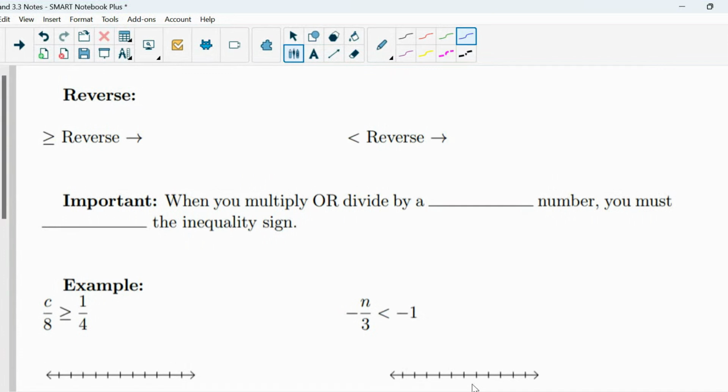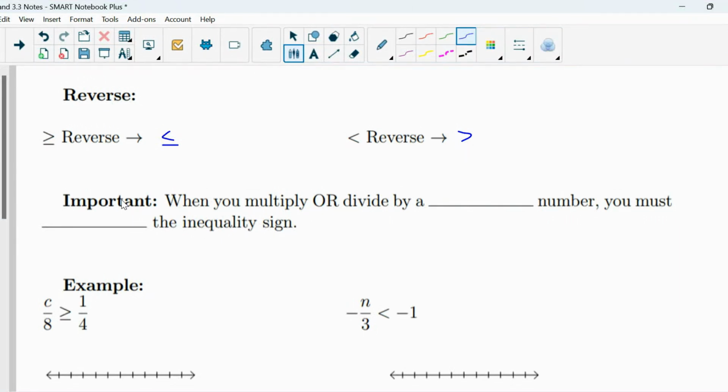So our first section here, we have reverse. So we will talk about this rule on when you would reverse or flip your inequality symbol. If we were to reverse our greater than or equal to symbol, this would turn into a less than or equal to symbol. You are just flipping your inequality symbol. If you have a less than symbol, the reverse would be a greater than symbol.